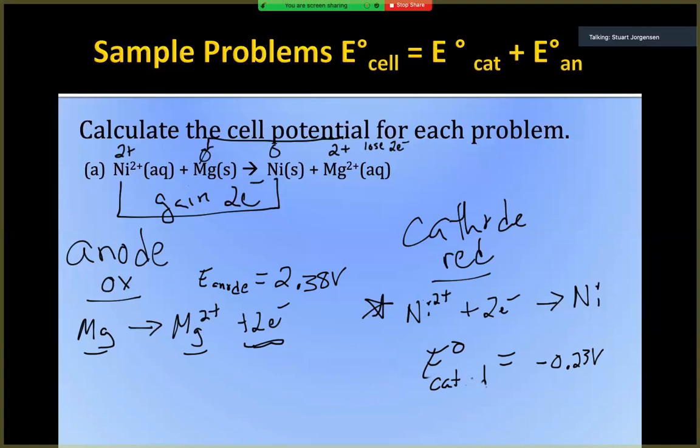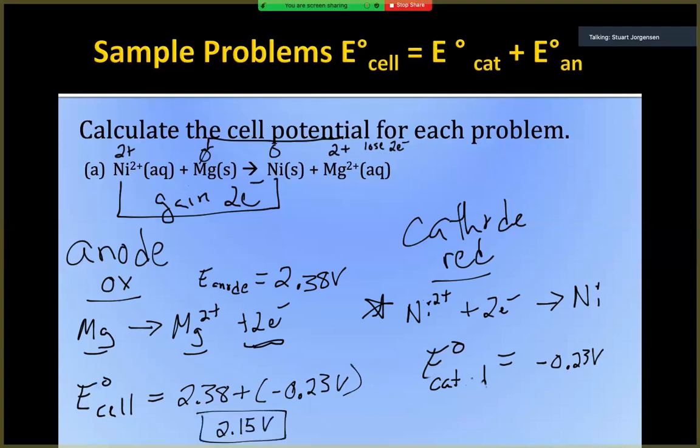Added together. So for our E naught for the total cell, it's going to be our 2.38 plus our negative 0.23 volts. And when you plug that in your calculator or run it in your head, you should get 2.15 volts is the total cell potential given these two anode and cathode potentials.